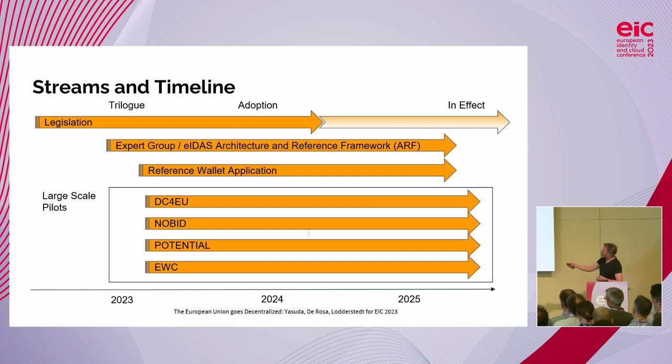And in parallel, we've got the expert group, and the expert group is defining the so-called architecture and reference framework. And that's the core of what we're going to talk about today, because that's defining the technical underpinning, the architecture, and the patterns that shall be used going forward in eIDAS. And yes, both things happened in parallel.